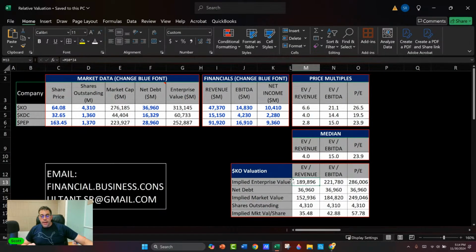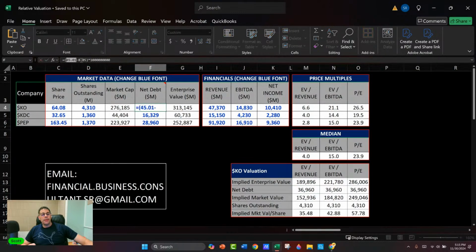So you get the implied enterprise value on each of these multiples. And then you minus the net debt. So the implied value for Coke, based on the multiples for the industry, is between 189 billion and 286 billion, depending which multiple you use. And then the net debt is specific for Coke because that's how much debt they have remaining after using the cash. Because just to say, they have 45 billion of debt and 8 billion of cash.